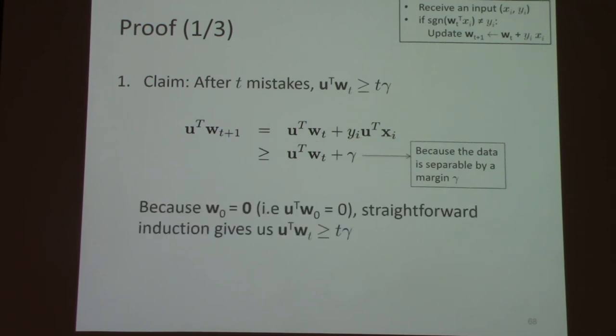Now, we assume that w_0 is 0. At the beginning, we have a 0, which means that this is greater than or equal to u transpose w_{t-1} plus 2 gamma, and u transpose w_{t-2} plus 3 gamma, and so on, but eventually we'll get to u transpose w_0 plus t times gamma. But w_0 is 0, so u transpose w_0 is also 0. And just by induction, we can show that the dot product between the weights and the true weight vector is greater than or equal to t gamma after t updates, after t mistakes. We haven't used the property that we've made a mistake here yet. We've not used the fact that this update only happens on a mistake. Just by the definition of this update, we get this.